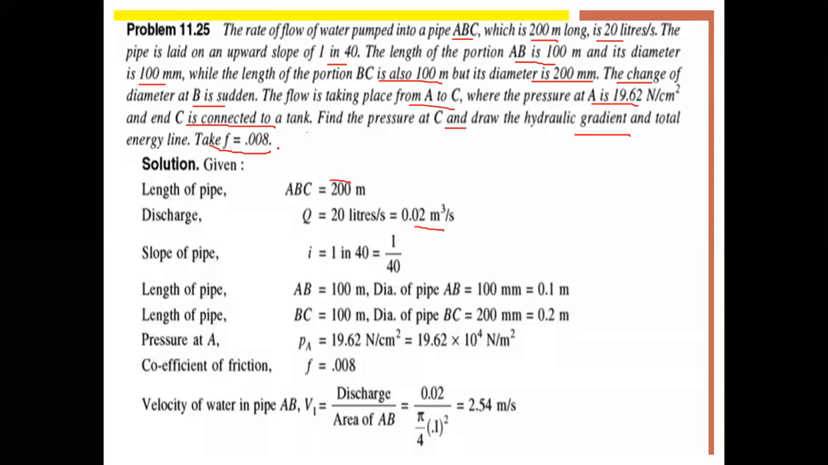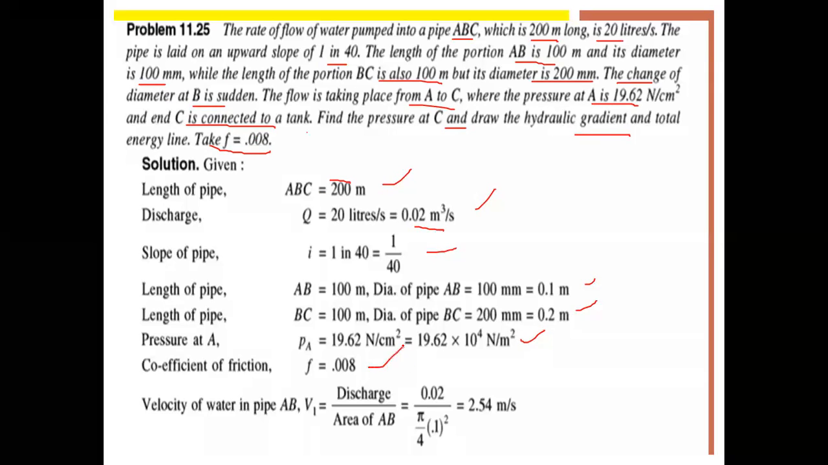Now according to the question, write the data. Length of the pipe is 200 m, discharge is 0.02, slope in the pipe is 1/40. The length of the pipe AB is 100 and the diameter is 0.1. BC is 100, diameter of the pipe is 0.2, and pressure at A is 19.6, converted into meters.